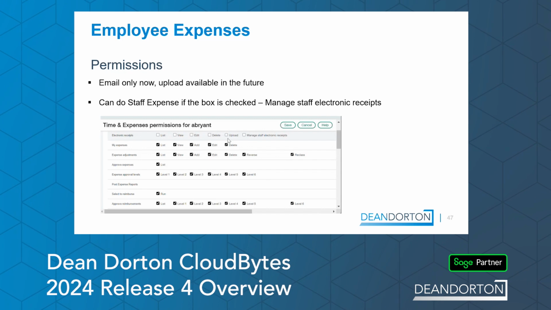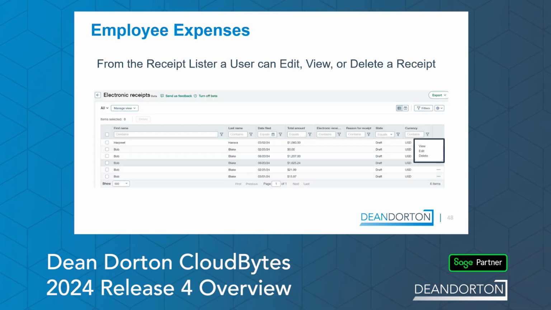Permissions, here you'll have a setup of those permissions. From the receipt list, a user can edit, view, or delete a receipt. So you've got here potentially a user who can come in and edit, view, and delete the receipts just directly from this list view.